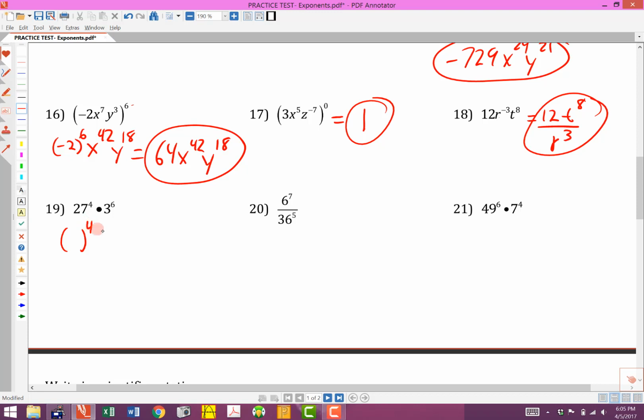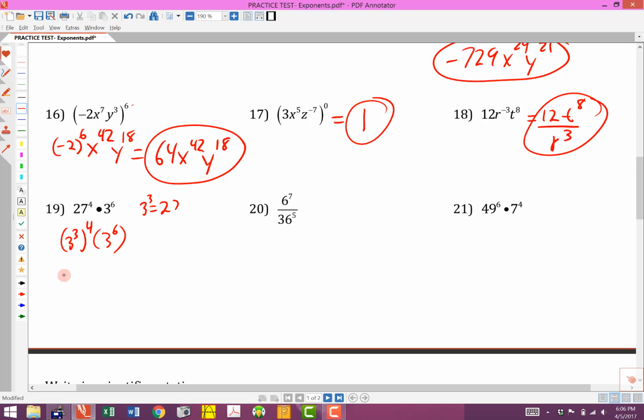So what we're going to do is change them both, and it's usually easier to change the big base to the small base. So this is going to be 3 to the 6th here. We're going to leave that alone. But 27 is 3 to the 3rd. So 3 to the 3rd, you'll recall, is 27. So wherever this problem wants a 27, we're going to put a 3 to the 3rd in its place.